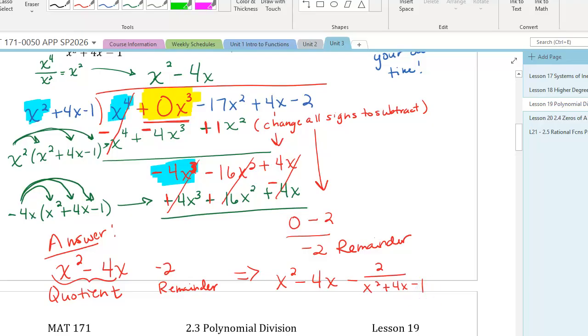And you just need to pay attention in ALEKS because they may ask for it in this form or in this form. Another thing you could also do that would be the same is change this to a plus, but then that negative would have to carry to the numerator of that fraction.